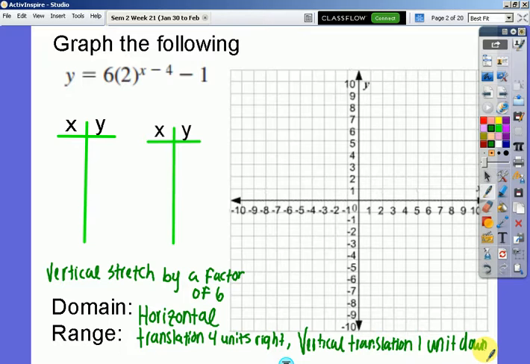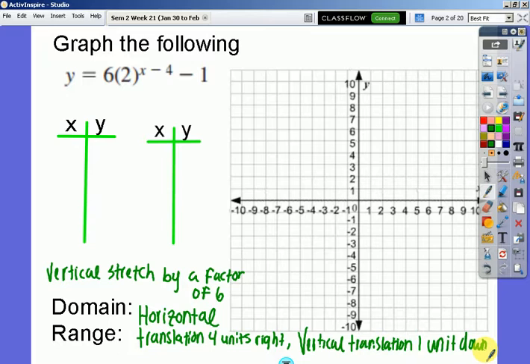If I had a negative, what would that do? It would reflect it, right. If I had a fraction, if I had a 1/3 instead of a 6, what would that do? It would be compression, right. As far as left to right, right to left, that's good to know and to give you an idea, but you don't have to know it.